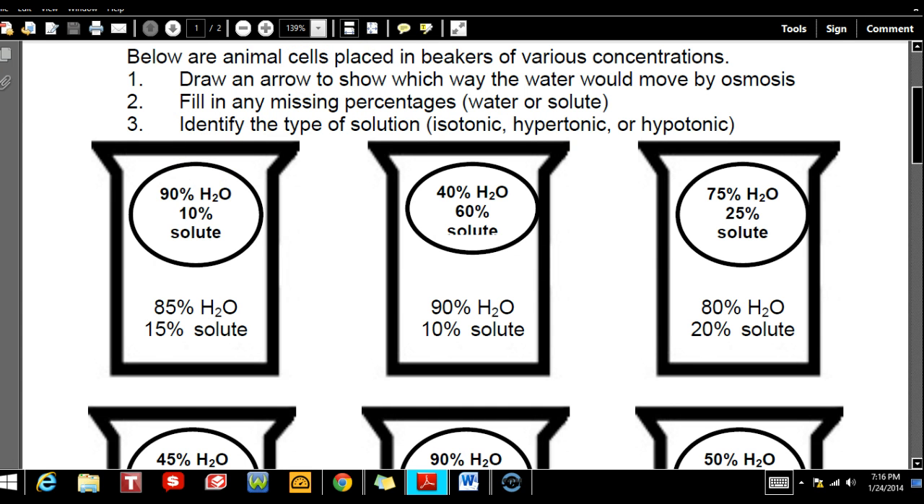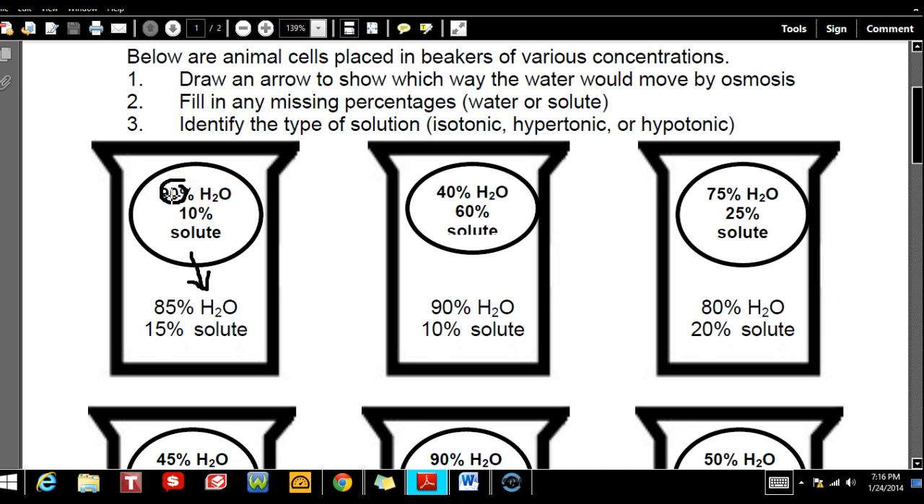Okay, and I explain this two ways. We talked about moving from an area of high concentration to low concentration. Okay, here's high water concentration moving to an area of low water concentration. See how we have 90% inside the cell and we have 80%, 85% on the outside of the cell? This water is going to move outward, okay?